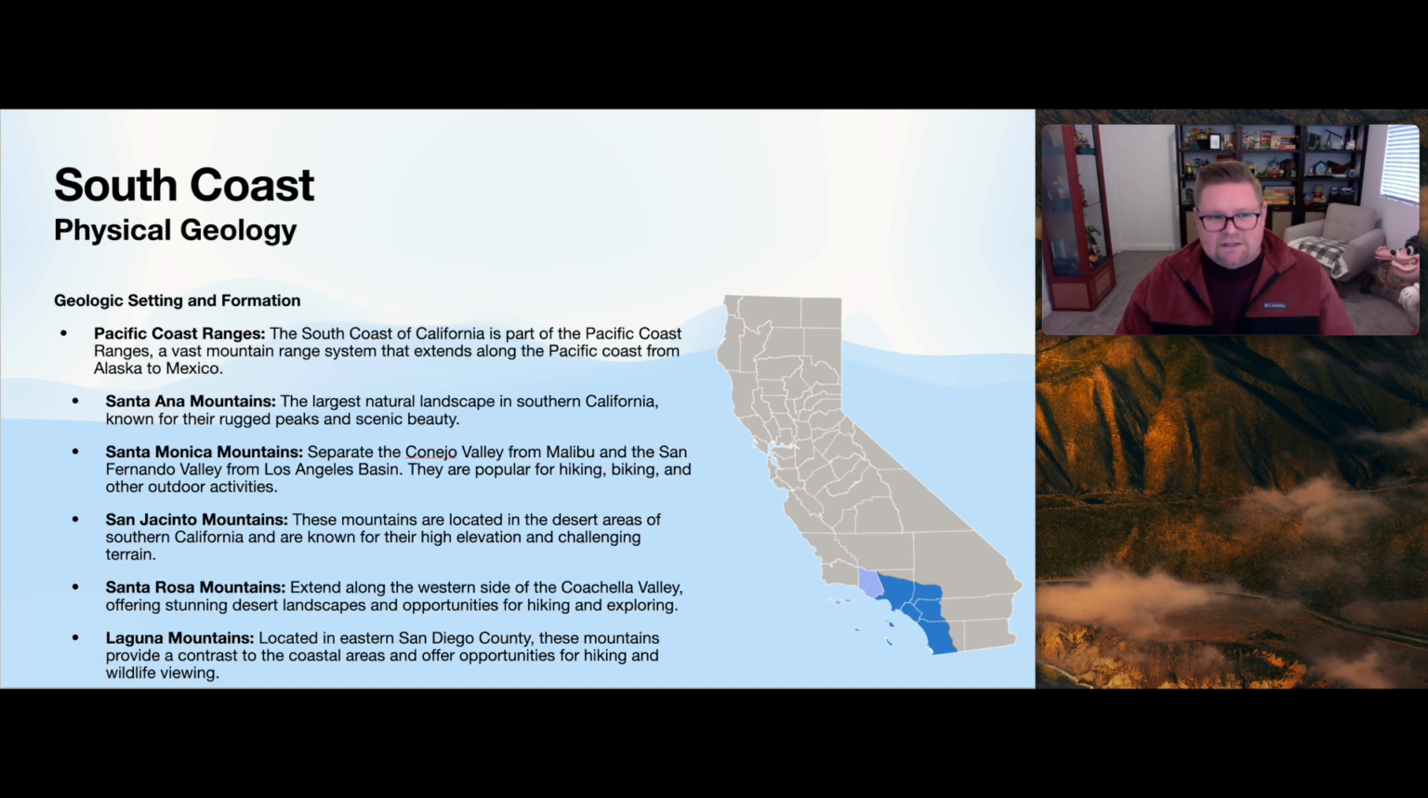So the geologic setting. So we have the Pacific Coast Ranges. The south coast of California is part of the Pacific Coast Range, a vast mountain range system that extends all along the Pacific Coast from Alaska to Mexico.